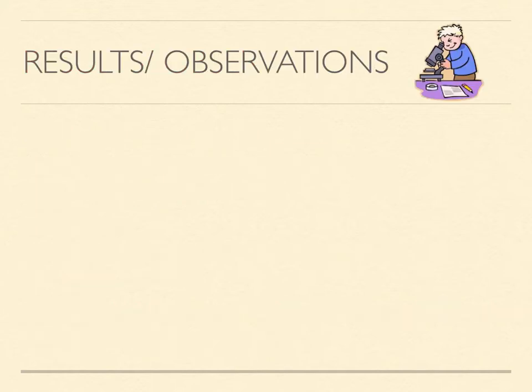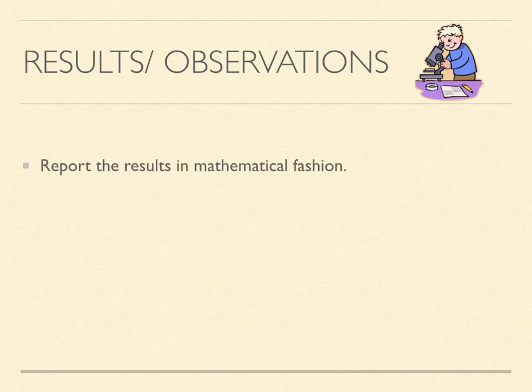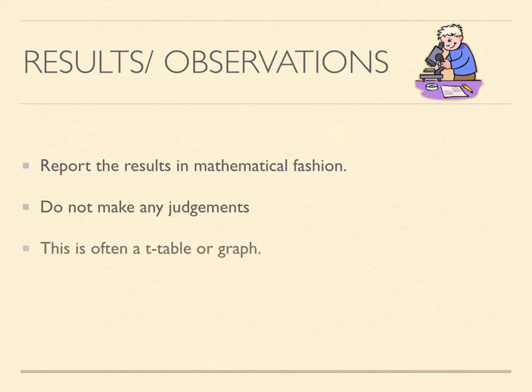So now we need to look at what actually happened. The results and observations section is where we do that. Here we're going to report the results in a mathematical way. We're not making any judgments about which one was best. This is often done in a graph or a t-table or some other mathematical area.